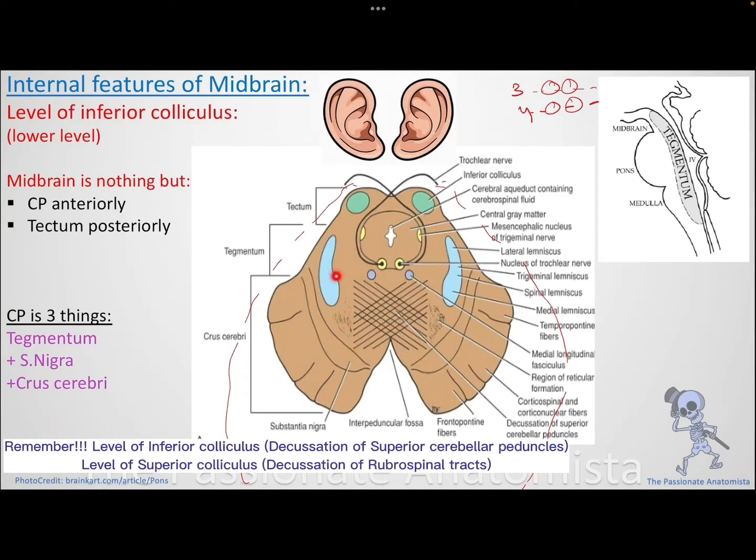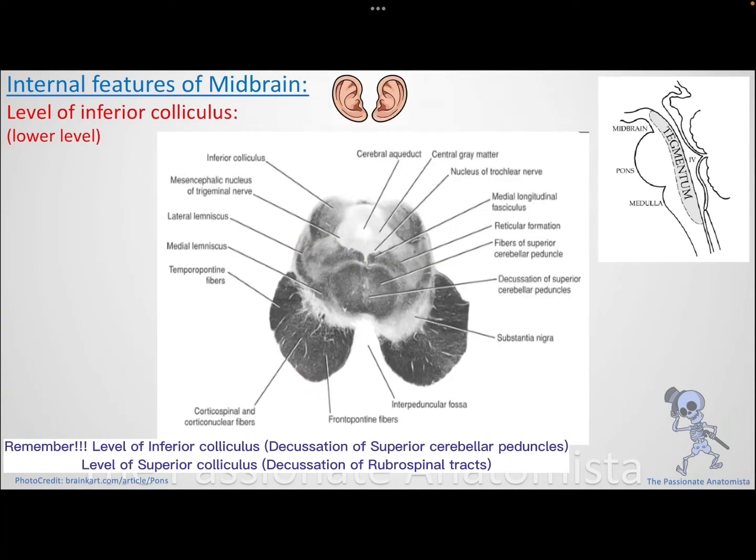And between the tegmentum, guys, and the crus we have something called substantia nigra, and we're going to talk about it in the basal nuclei, and we will see that they are secreting dopaminergic neurotransmitters, and they have very important function in basal nuclei. Okay, so in the cerebral peduncle you have tegmentum separated from the crus that has the motor descending fibers by substantia nigra. Okay, so this is the cerebral peduncles, the stalk that gets into the cerebral cortex. Okay, and this is the tectum, which is the inferior colliculus.